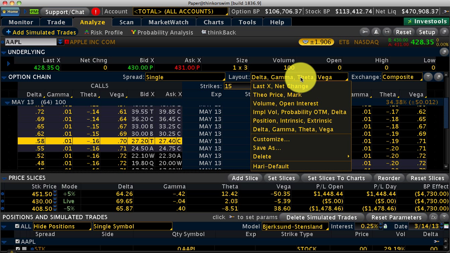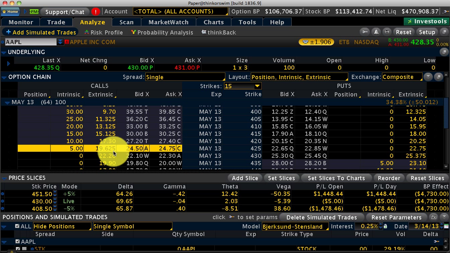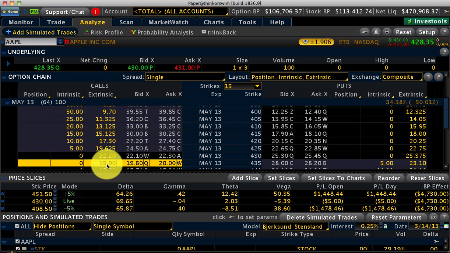So let me put up the intrinsic and extrinsic value for these options. And what you'll see is that the extrinsic value of the 420 call is $17.30, whereas the 425 call is 19.625, and the 435 call is 19.9. So you can see that the extrinsic value of the 435 call is more than the extrinsic value of the 425 call, and that's why you're seeing a theta positive.